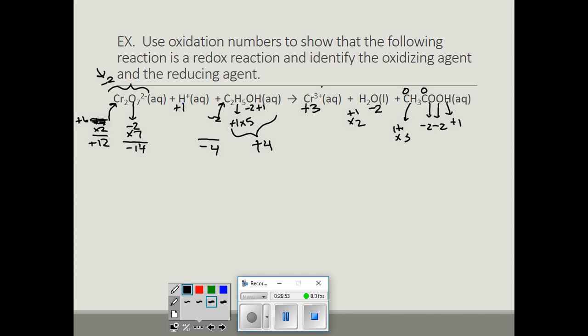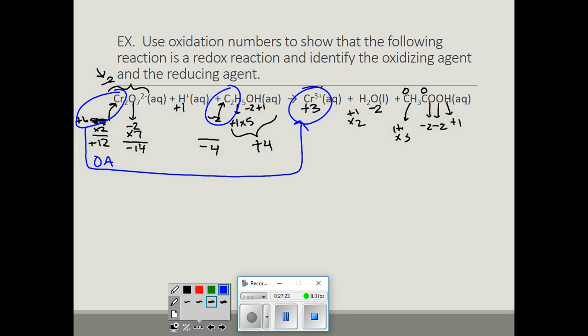So if I identify my oxidizing and reducing agent, I will notice that chromium went from +6 to +3. Since its number went down, its number was lower. What does that make it? My oxidizing or my reducing agent? Oxidizing agent. Oxidizing agents gain electrons, they get reduced. The carbon right here went from -2 to 0. So that makes C2H5OH my reducing agent.